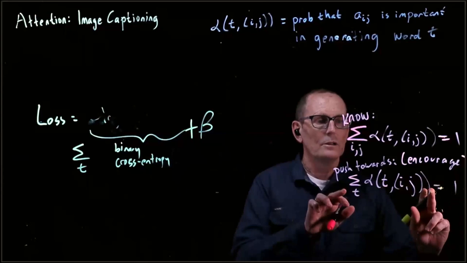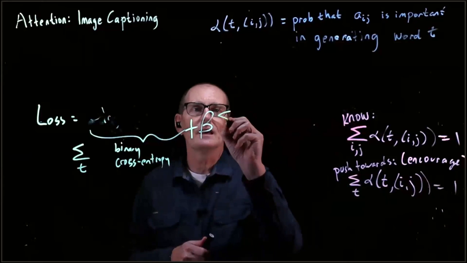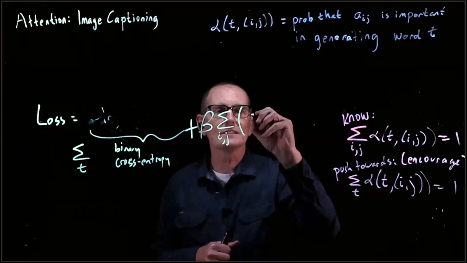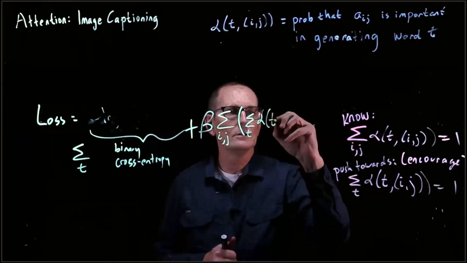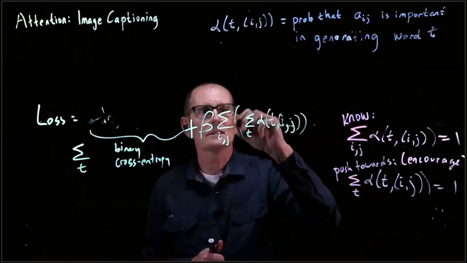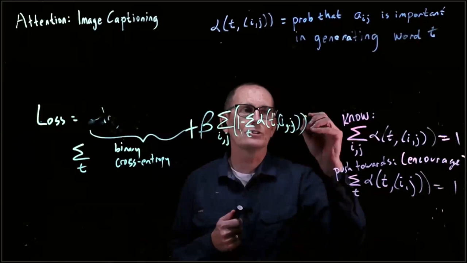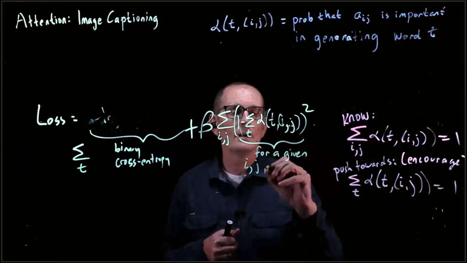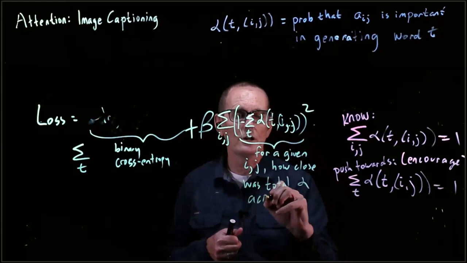So we're going to do something like a summation across all the locations, all the cells. And for each cell, we're going to look and see how well we did. So we're going to take the summation over all the words of alpha, and I'm going to make this 1 minus, because if I do summation minus 1, it's unclear whether the 1 is part of the summation or not. So this squared. So this is, for a given ij, how close was the total alpha across all time steps to our desired one?